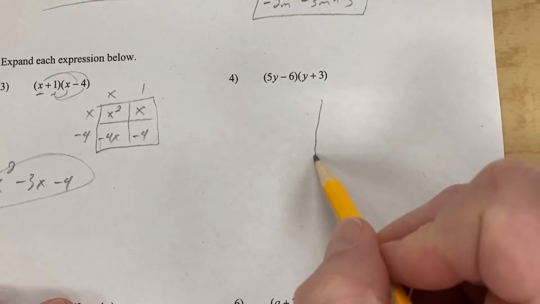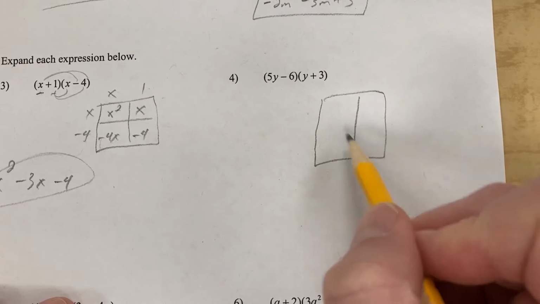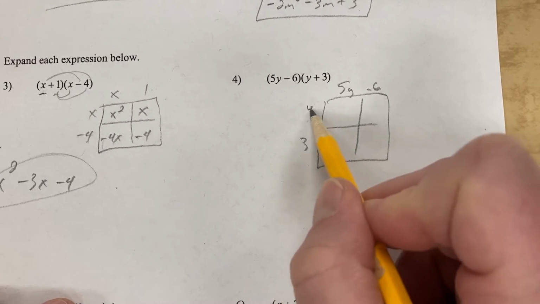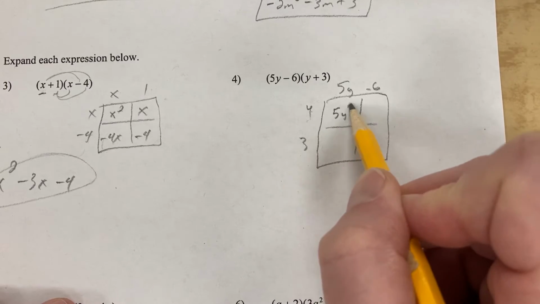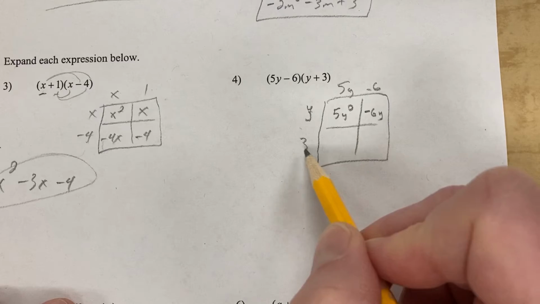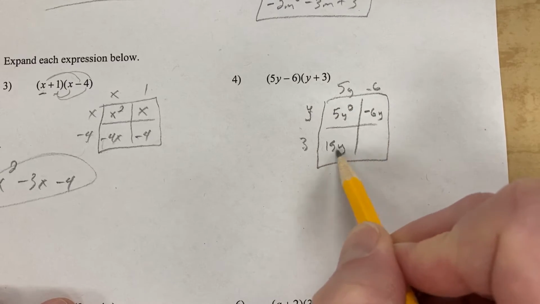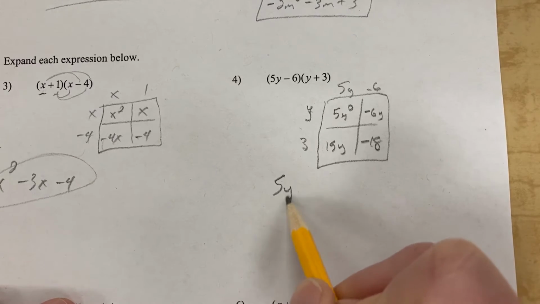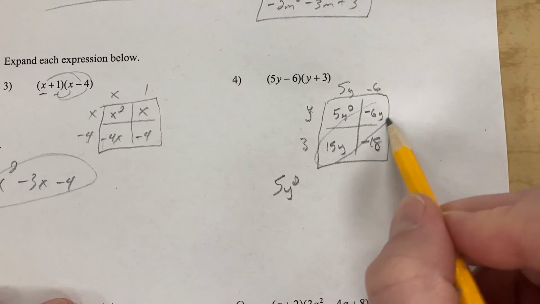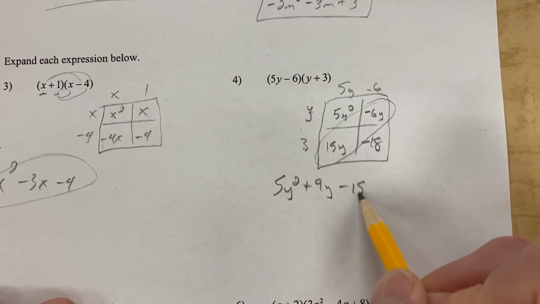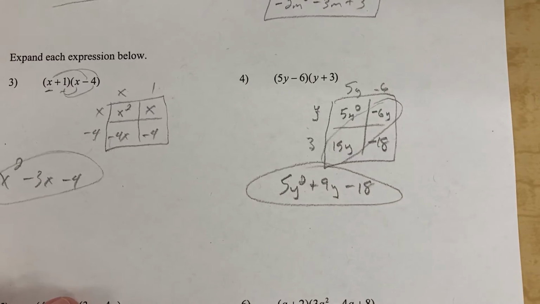Same thing here. All right, we're going to set up our box. We're going to have 5y minus 6, y plus 3. Y times 5y is 5y squared. Okay. Y times negative 6 is negative 6y. 3 times 5y is 15y. 3 times negative 6 is negative 18. We have a 5y squared. I have 15y minus 6y. That's a positive 9y. And then minus 18. That's what I get there.